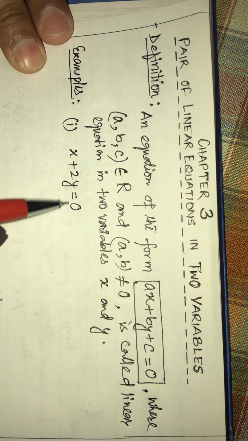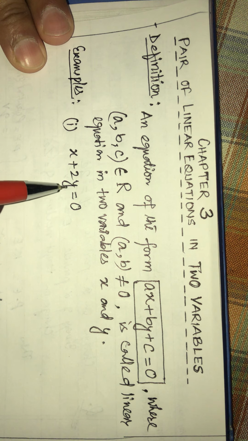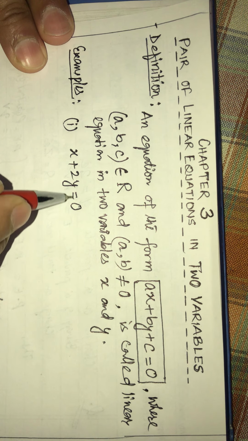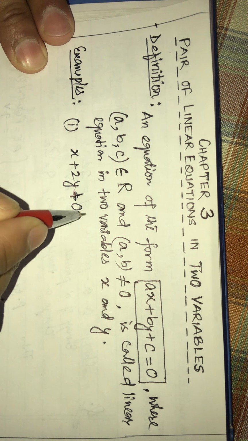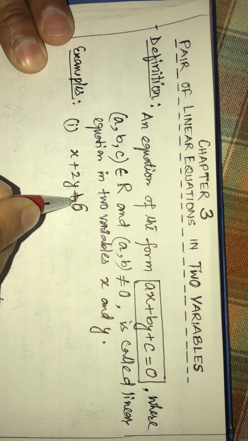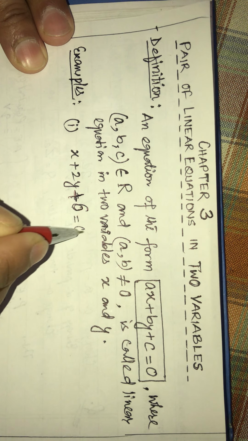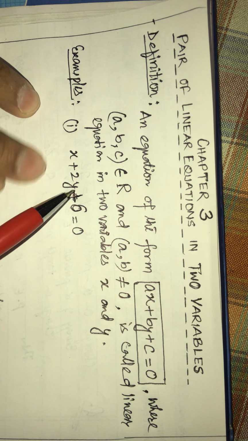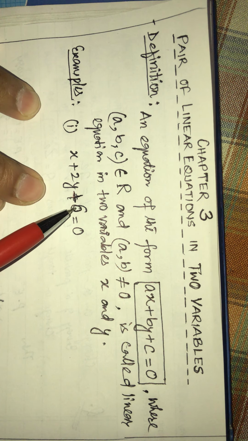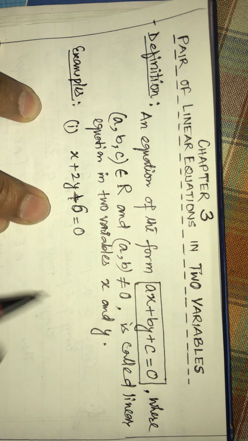See, in this case, let me keep some more numbers. Let me write here plus 6. Okay, plus 6 equal to 0. Now if you see, this is exactly in this form. a is 1, b is 2, and c is 6, equal to 0.